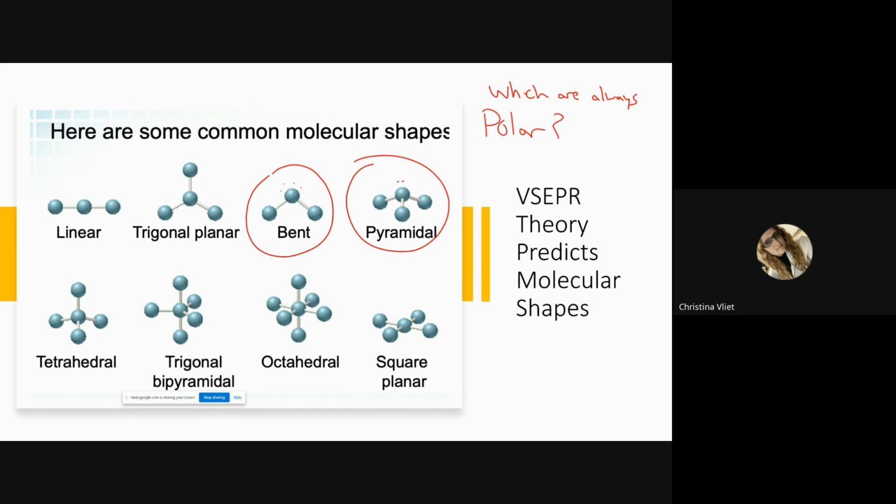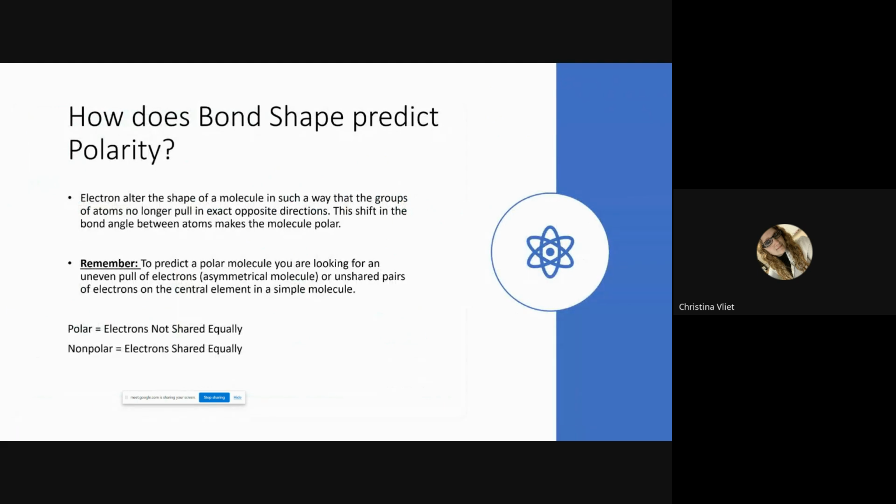Linear, trigonal planar, tetrahedral may or may not be polar depending on symmetry, whether your molecule is symmetrical or not. Another way of saying that is, if the elements that surround the central element are the same, then it's symmetrical. If they're not, then it's not symmetrical. So then you're going to want to start by writing this down.